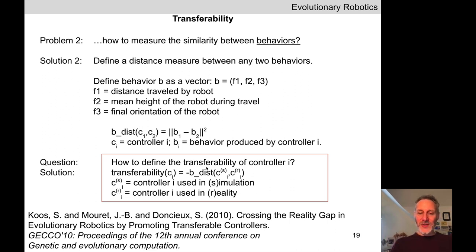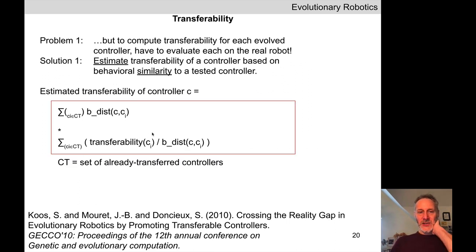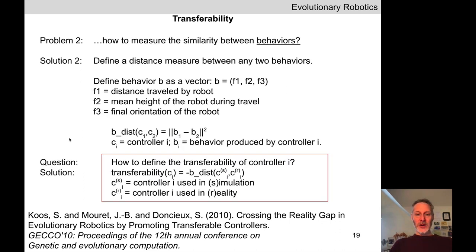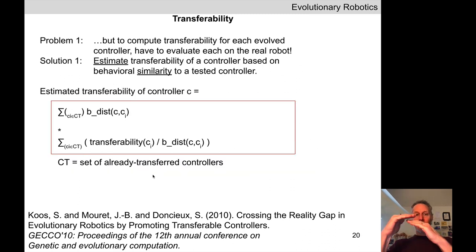Again, we're computing transferability of a controller based on simulation and reality. We're going to use this equation only for those controllers that we have sent from simulation to reality. As I mentioned before, imagine we have 12 controllers and we take the best one and send it to reality. Now we know the transferability of that one neural controller. We need to estimate the transferability of the remaining 11 neural controllers that we have not yet sent to reality. How do we do that? Well, let's go to the second controller, the first of the 11 we're going to try and estimate transferability for. We can't compute it because we haven't sent it to reality yet. We're going to estimate it in the following way.